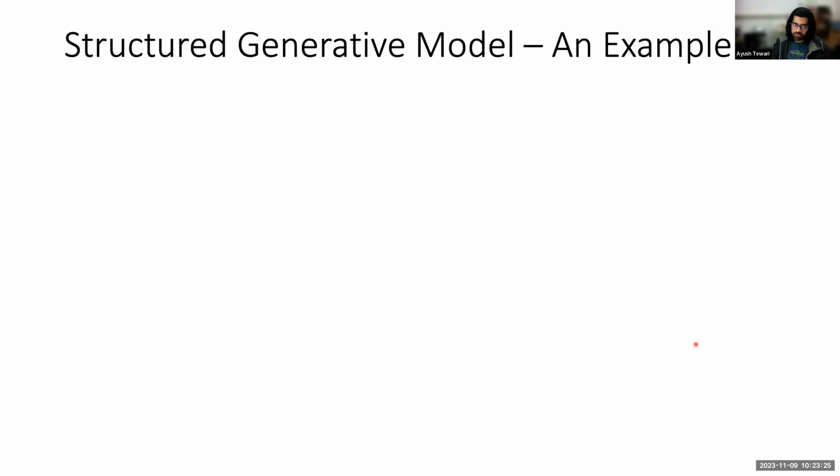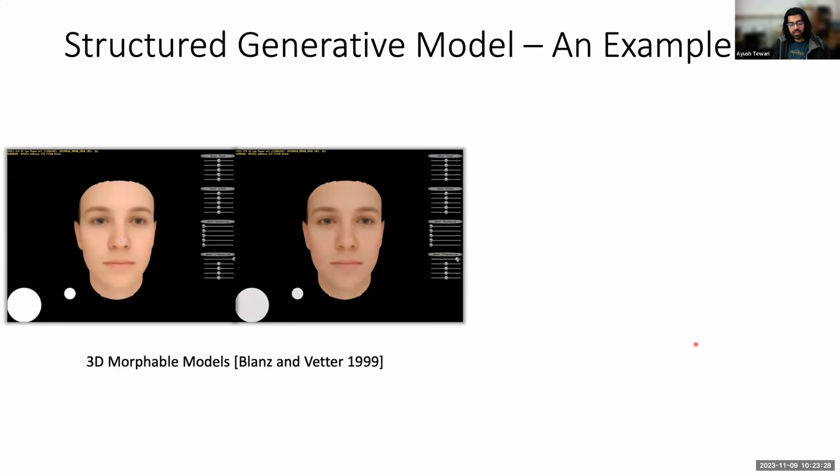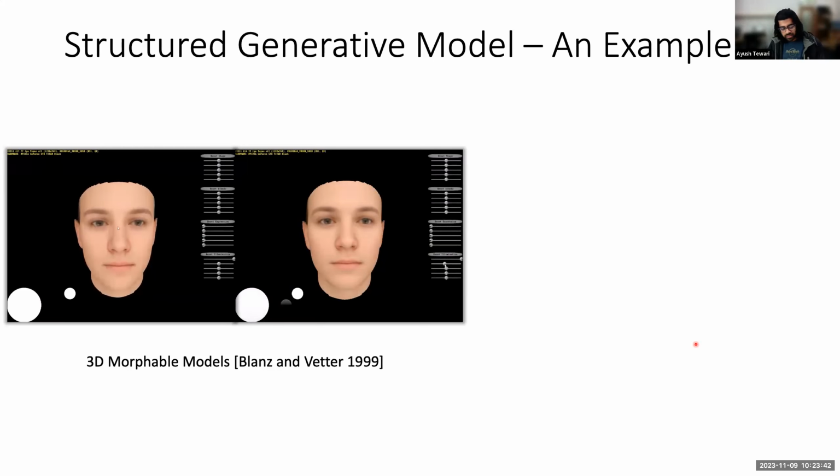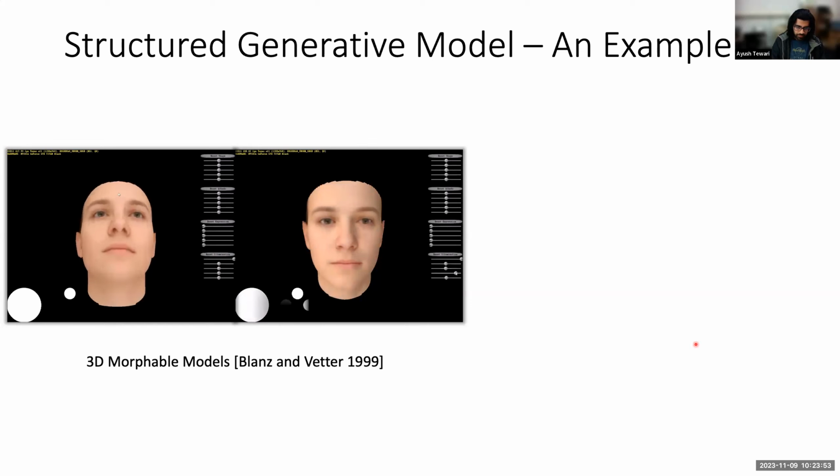Here's an example of a structured generative model, a very popular one. These are 3D morphable models. So you have 3D models of the human face, and because there are 3D meshes, you have semantically well-defined parameters like the pose, the illumination, and the model has many more semantic parameters, but that gives us an idea of what these structured models possibly look like.